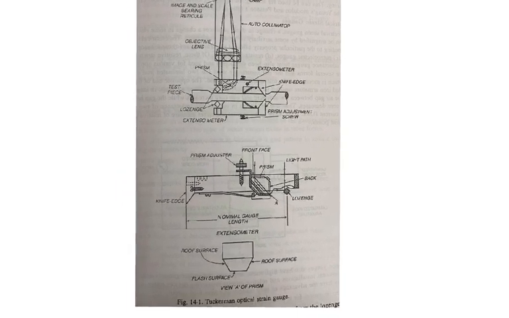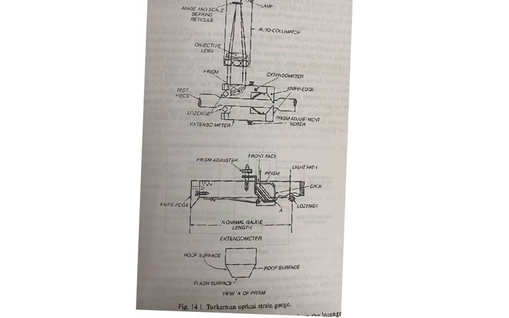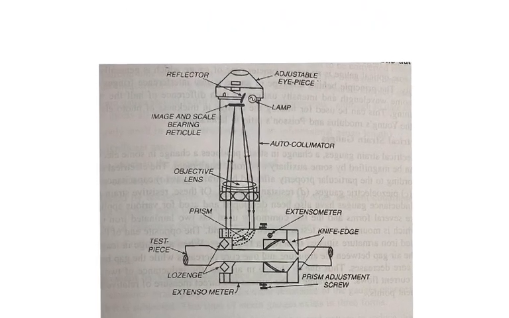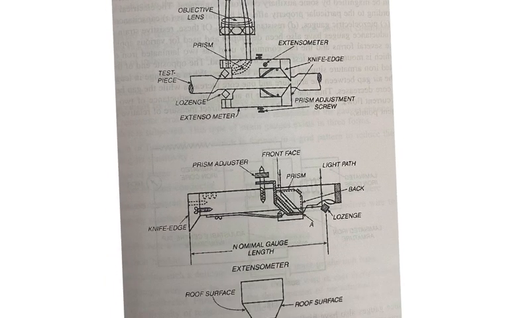Now look at the diagram. You can see in the exam they do ask about the Tuckerman optical strain gauge. You have two different diagrams. The first one has a reflector, adjustable eyepiece, lamp, image and scale bearing reticule, autocollimator, objective lens, prism, extensometer, knife edge, test piece, lozenge, extensometer, prism, adjustable screen. This is one diagram.